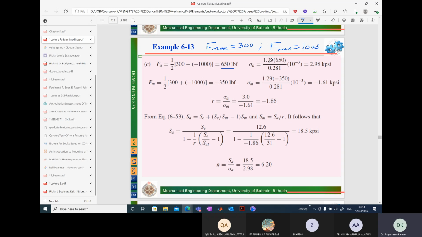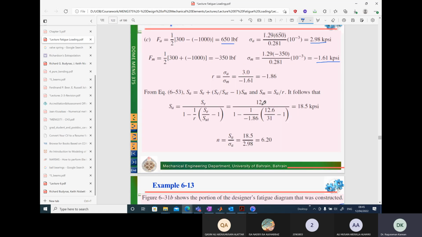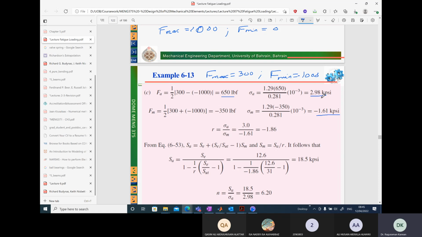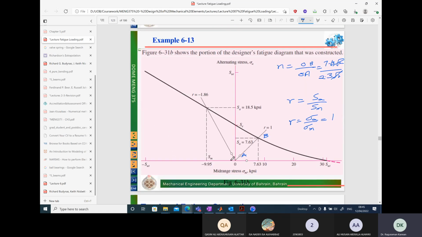We use the stress concentration effect, 1.29 times FA value over the area of cross section, which gives you the amplitude of stress. We can calculate the mean stress and it is negative. So we are in the second quadrant here. So let's plot the radial load line with these coordinates, minus 1.61, 2.98. So this is the point we have to consider.